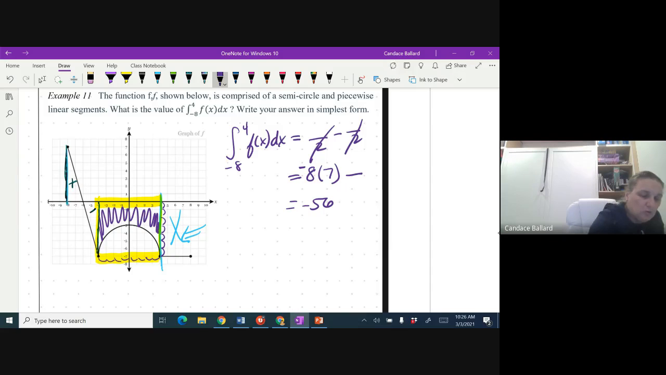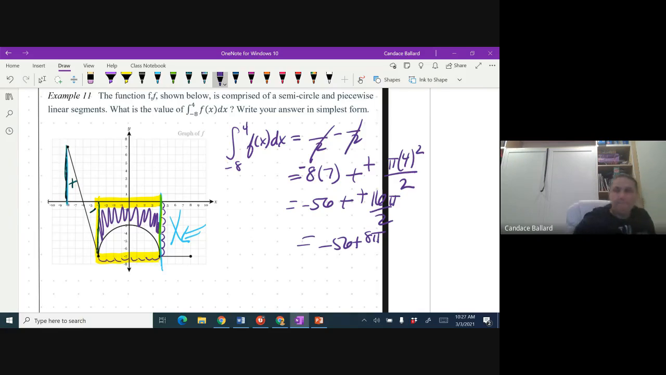And then we're going to subtract the semicircle. But I also know that area is negative, so I'm going to go negative. It has a radius of 4, so pi times 4 squared divided by 2. That's going to go positive. Let's not cancel yet. It would be 16 pi over 2, which would be -56 plus 8 pi.